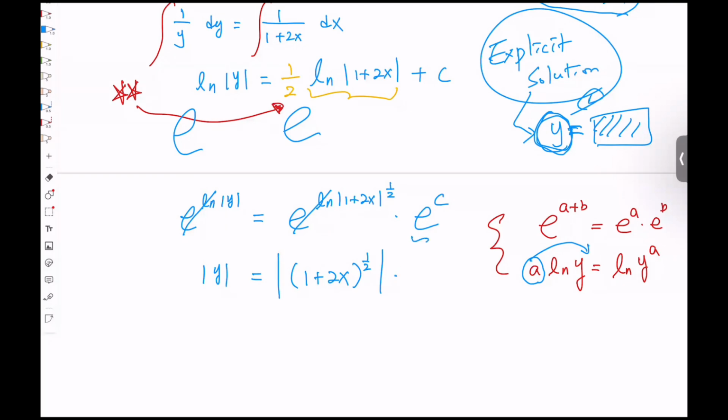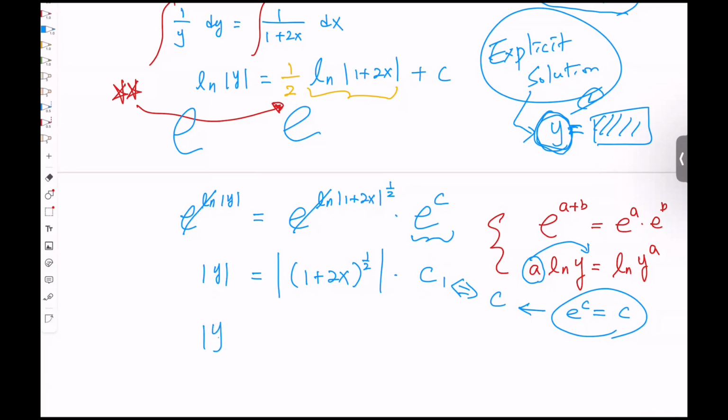And e to the c, e is the number 2.7 something, and to the power of c, so we can just let that equal another constant. I'm going to call it C1. I don't want you to use C again. Then if you do that, that implies e to the c equals c, which is not true. So we need to introduce a new constant, C1.